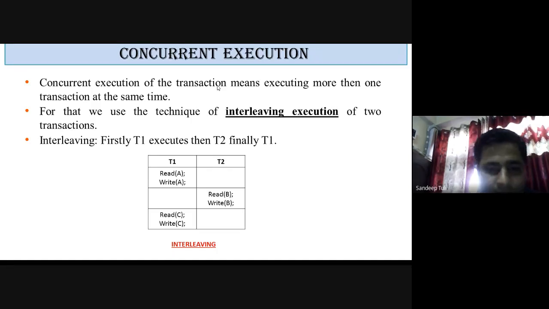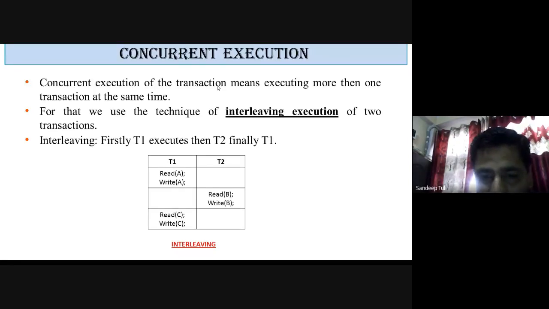We have taken an example also, where multiple persons are trying to reserve for the same train at the same time from the same source and destination. That can be considered as parallel transactions. So concurrent execution means executing more than one transaction at the same time. For that we can use the technique of interleaving execution.